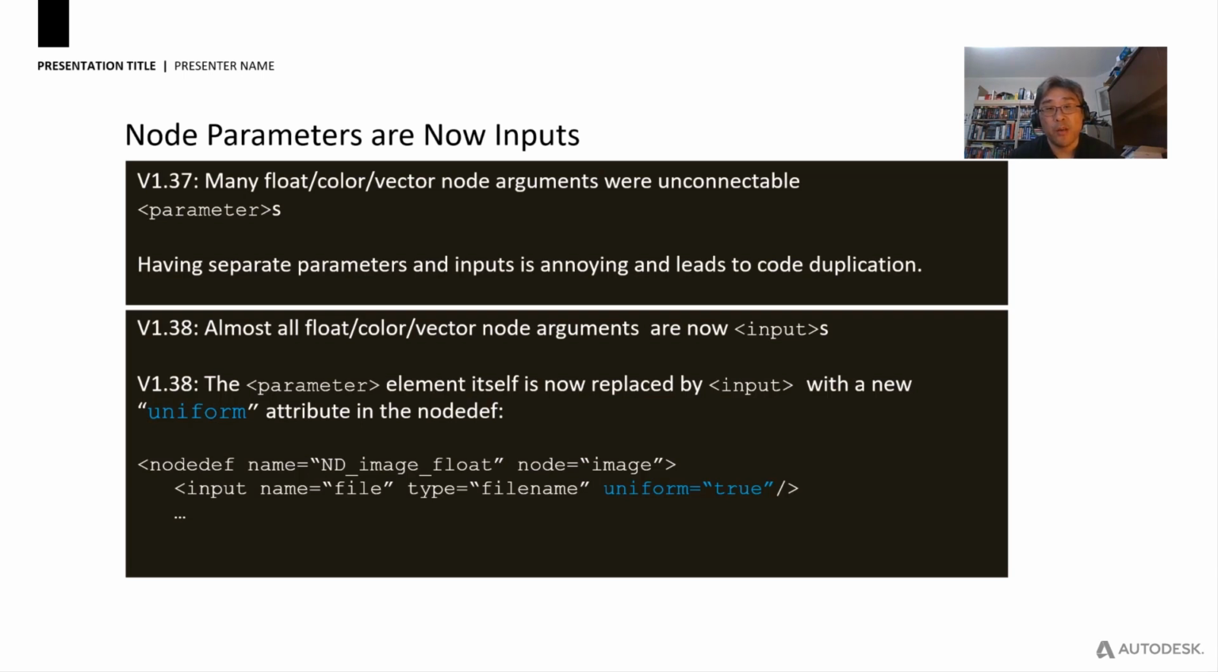For 1.38, nearly all parameters have been changed to be inputs, since there is no reason to have the uniform value restriction. The additional simplification is that all parameters, which still need to be specified as a uniform, can be specified as inputs, but use a new uniform attribute.